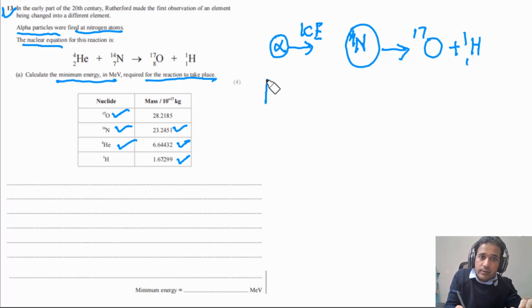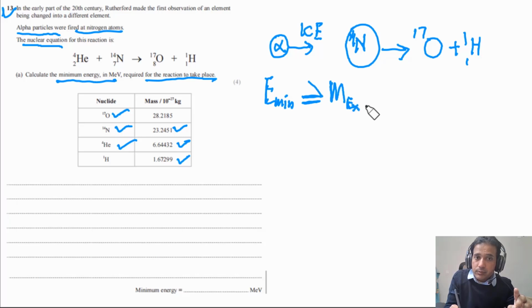So let me write down here. You need to understand this. So the E min must be equal to, or we can say must be equal to or greater than, m extra, meaning the extra mass produced. But a better way to say it, as I'm talking about the minimum, I will say this is the minimum.